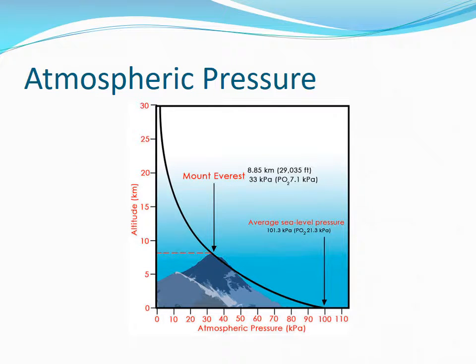Air pressure varies with altitude because the air at ground level is denser, so there are more and more air molecules pushing down on the molecules below. At the altitude of Mount Everest, air pressure is 33 kilopascals. The air is so thin at this altitude, you need to carry oxygen with you to survive.